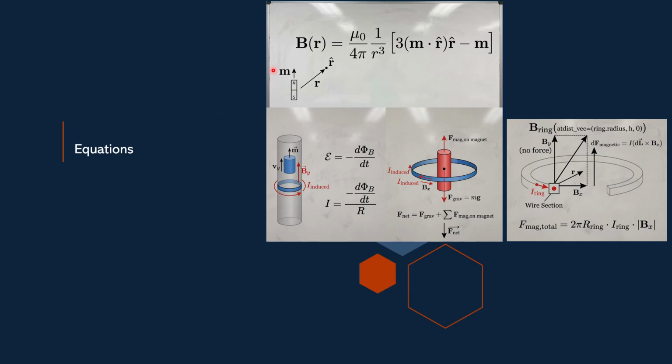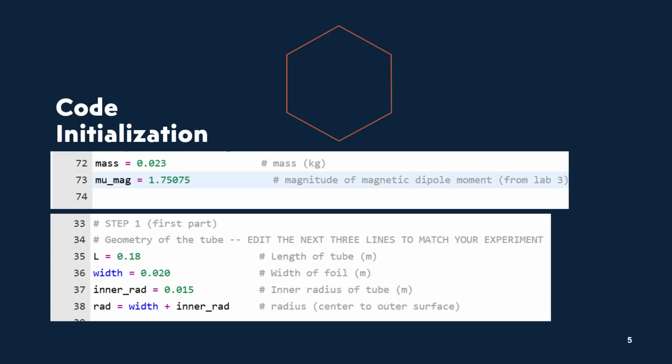So here we've got some equations. First up, the dipole magnetic field, which comes from the magnet. And then as it drops, it causes a change in flux, which induces a voltage, which when you divide that by R, can find the current induced in the ring. Taking then the force of that, using this equation right here on the right, we can find out the magnetic force, and add that with the force of gravity, figure out the net force. So here we've got the mu mag, found from lab 3, and then this is just some basic stuff.